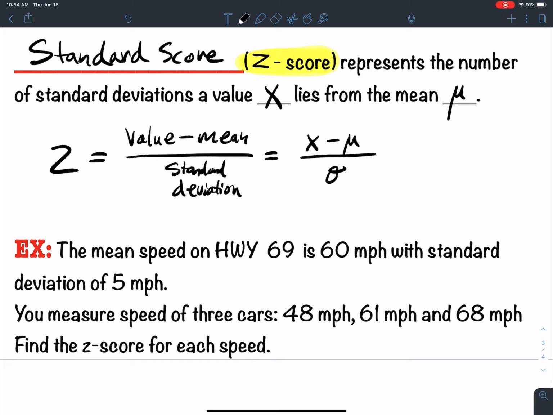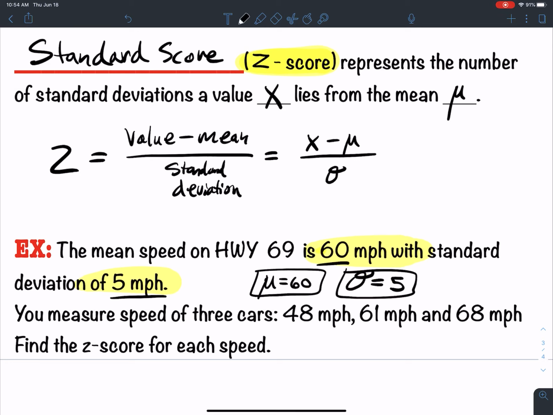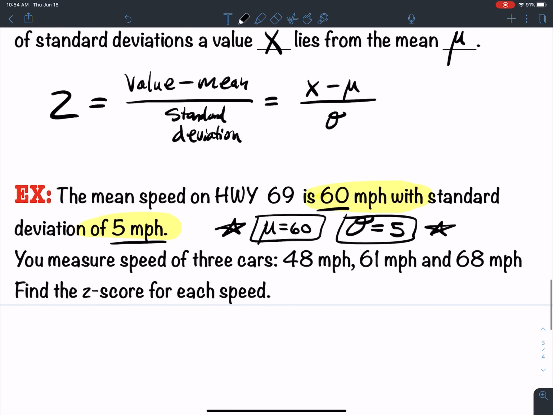The mean speed on Highway 69 is 60 miles per hour with a standard deviation of 5 miles per hour. Based off that information, we got two important things. Look at your two numbers: the mean speed is 60 and the standard deviation is 5. This is going to help us get our z-scores. You're sitting on the side of the highway and you measure 3 cars that drive by. One person's driving at 48, one at 61, and the last at 68. I want to find the z-score for each speed.